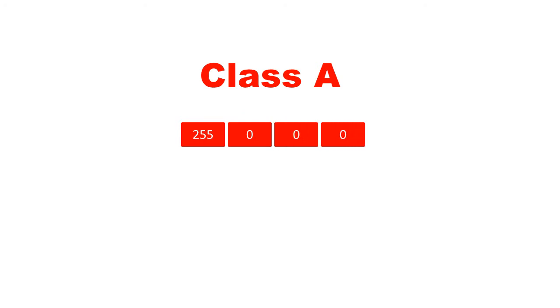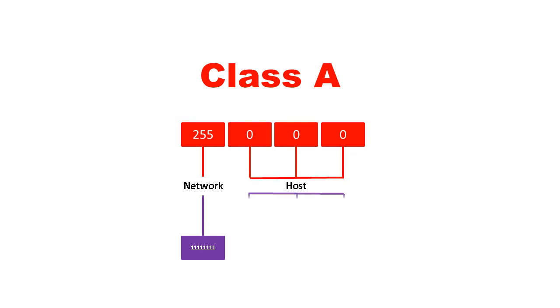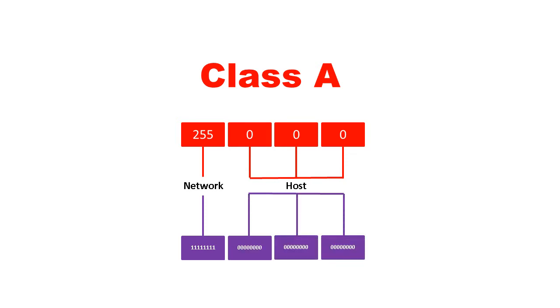The default subnet of class A category network is 255.0.0.0. There are 4 octets in this 32-bit number, and the first octet is addressing the network value, which holds 8 ones, and the remaining 3 octets are addressing the host value by holding all zeros, that is 24 zeros.